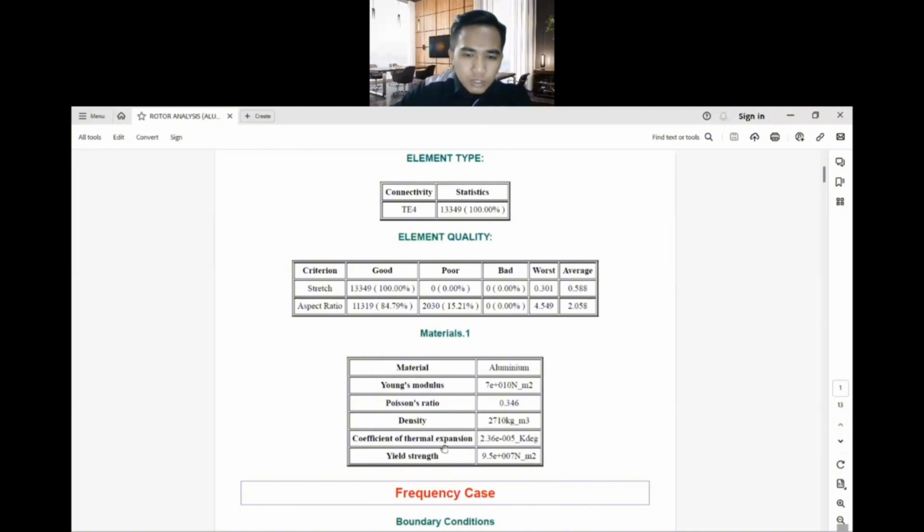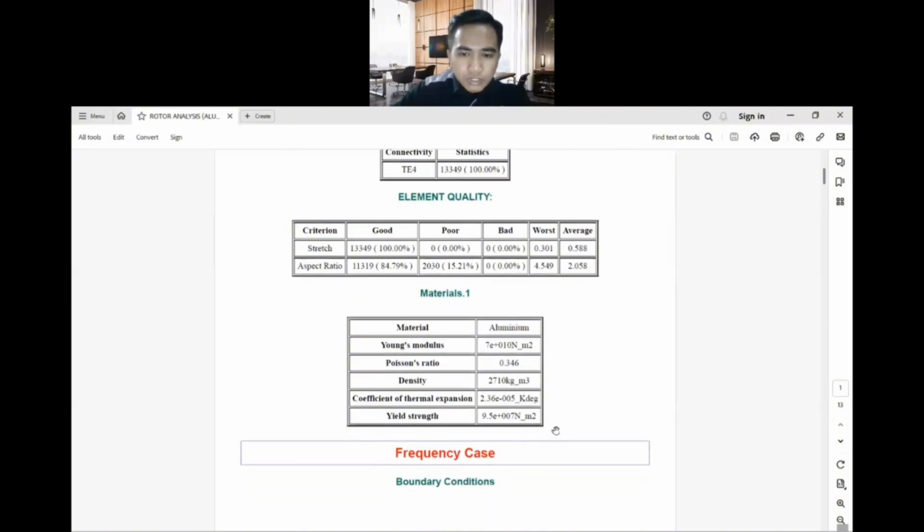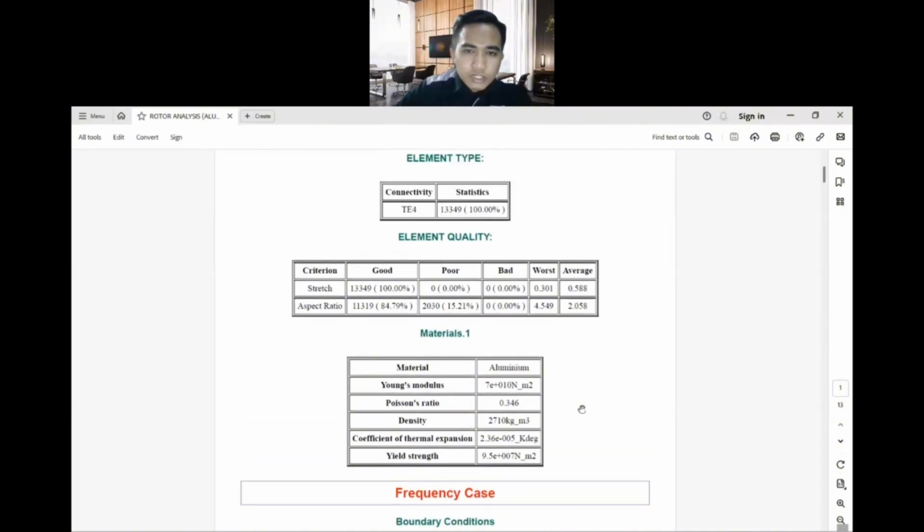The important property we need to know for each material is the yield strength, because we can use the yield strength to get the safety factor. For the formula of the safety factor, we divide the yield strength by the von Mises stress based on the analysis of the material. The yield strength of aluminium is 9.5 power of 7 Newton per meter squared, and the unit of the yield strength and Young's modulus is the same. So that is the first analysis, for the material I chose, aluminium.